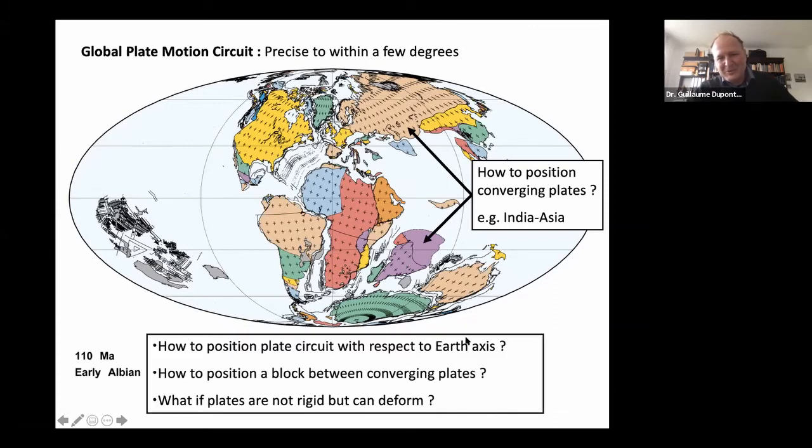These are more difficult questions, actually, that will allow us to continue this class. The first one is a key question: how to position plate circuits with respect to the Earth's axis. Here you need to understand that we know the position of plates with respect to each other, but we don't have an absolute reference. So if all of the plates are suddenly moving together, or if there is some kind of motion of all the plates, we cannot see that with the methods that we have.